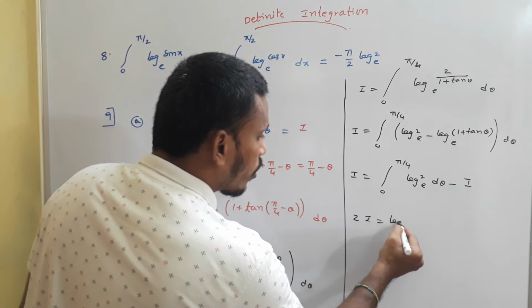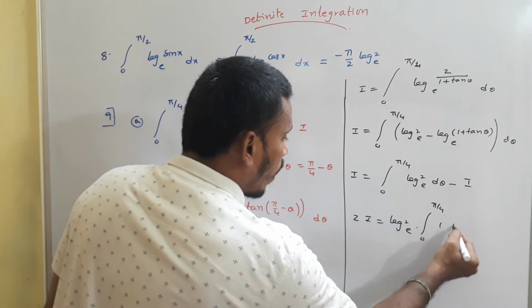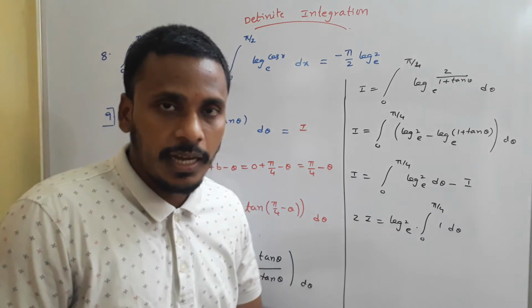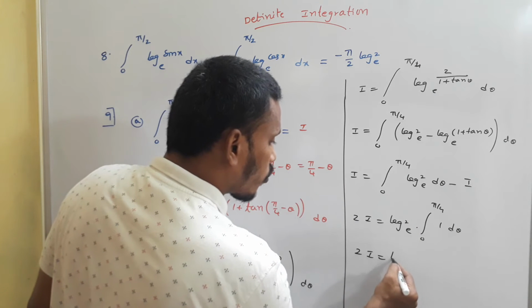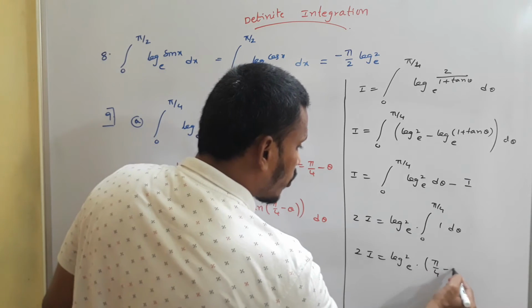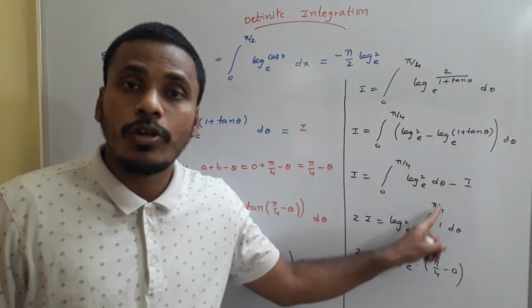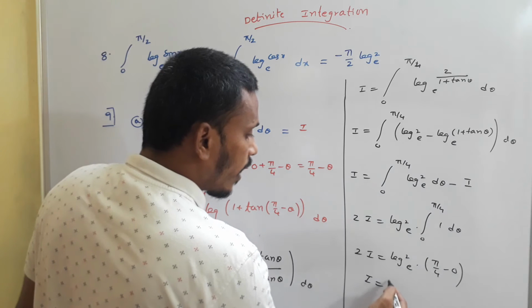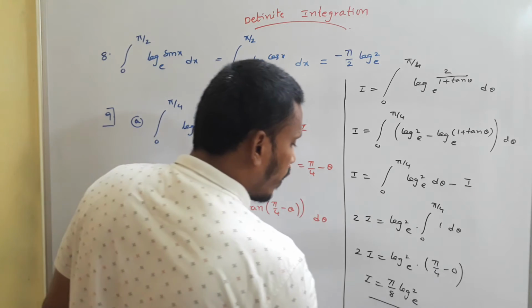2I is equal to, since log 2 is a constant, log 2 into integral 0 to pi by 4 of 1 d theta, and the integral of 1 with respect to theta is theta, and then replace the upper limit and lower limit. So 2I is equal to log 2 to the base e into pi by 4 minus 0, because the integral of 1 is theta, and then we substitute the upper limit and subtract the lower limit. So send this to that side. I is equal to pi by 8 into logarithm of 2 to the base e.